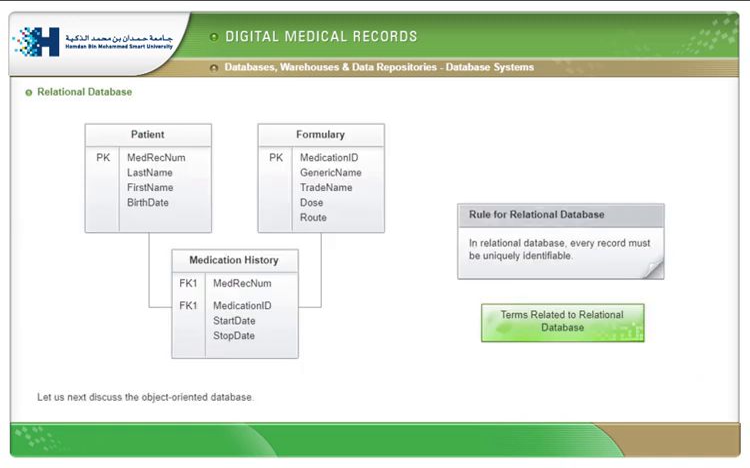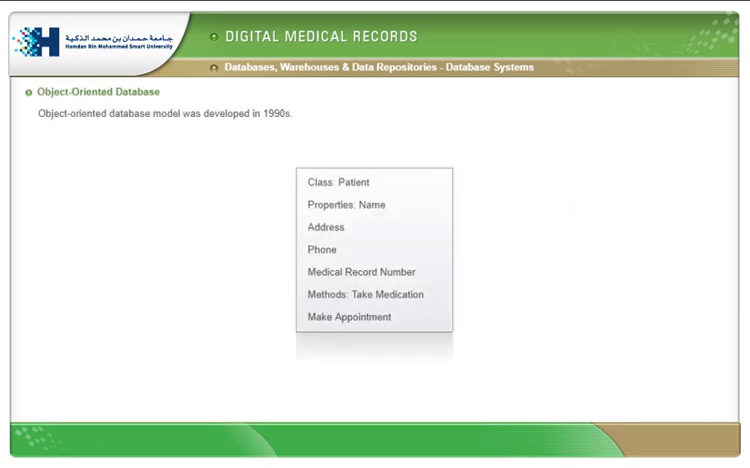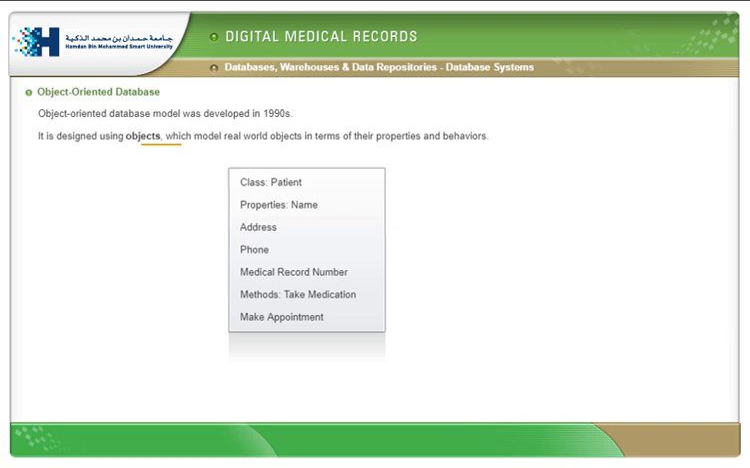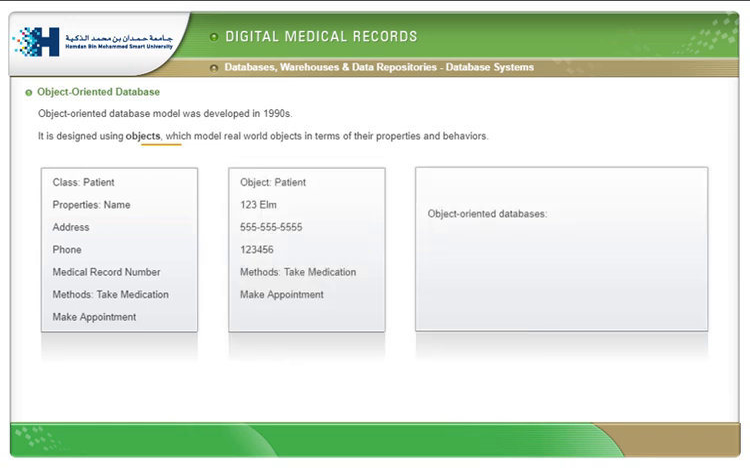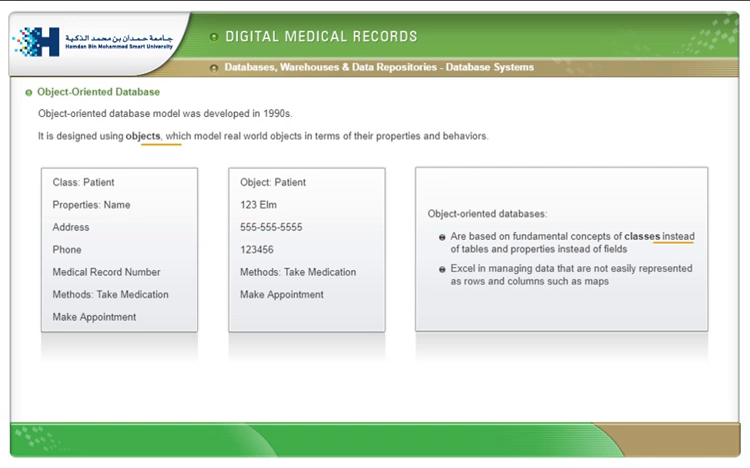Let us next discuss the object-oriented database. Object-oriented database model was developed in the 1990s. It is designed using objects, which model real-world objects in terms of their properties and behaviors. Object-oriented databases are based on fundamental concepts of classes instead of tables and properties instead of fields. They excel in managing data that are not easily represented as rows and columns, such as maps. However, relational databases still dominate the data management landscape.